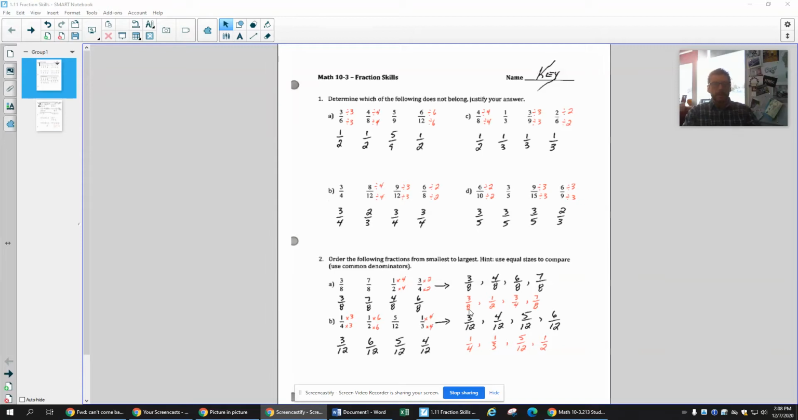Hey everyone, thought I'd do a quick little video on fraction skills since our lesson, that's where we ran out of time on. So just to go through the fraction scale sheet here, just to reemphasize what is important when we're dealing with fractions.